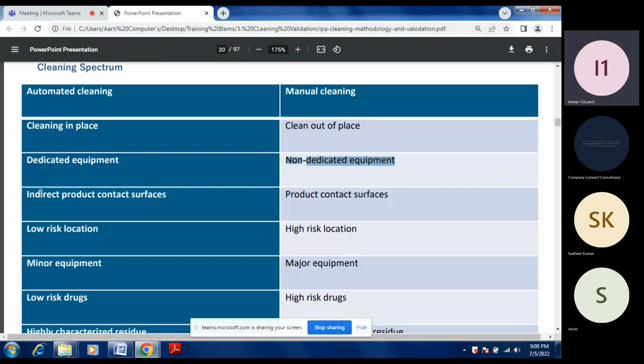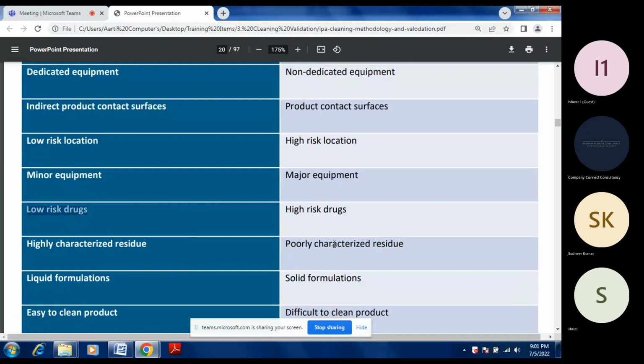For indirect product contact surfaces or product contact surfaces, we perform the cleaning manually. In case of automated cleaning, there is low risk. In case of manual cleaning, there is high risk for the location. For minor equipment and major equipment, we perform manual cleaning. And for low risk drugs, automated cleaning procedures are used, and manual cleaning is performed for high risk drugs.